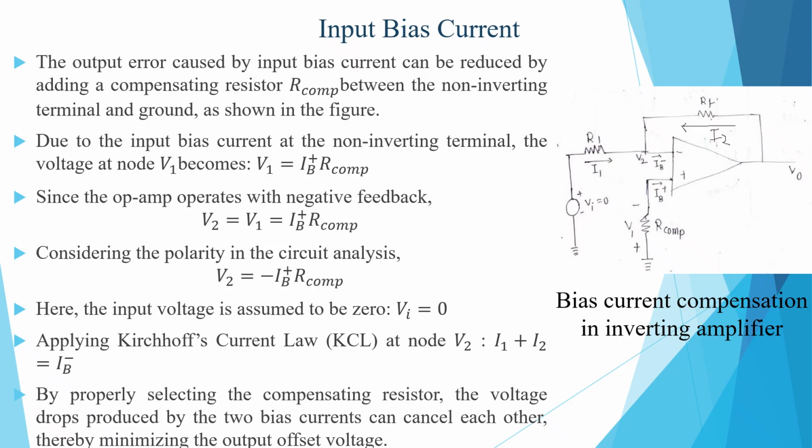Applying KCL at the inverting node helps determine the relation between the currents and voltages. By choosing the appropriate value for the compensating resistor, the output error caused by the bias current can be significantly reduced. This technique is commonly used in precision op-amp circuits to improve accuracy. By considering the circuit on the right hand side of the slide, which has an R-comp, using Kirchhoff's current law at node V2, we get I1 plus I2 is equal to IB minus.